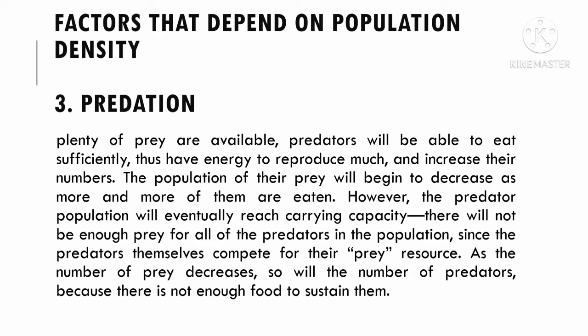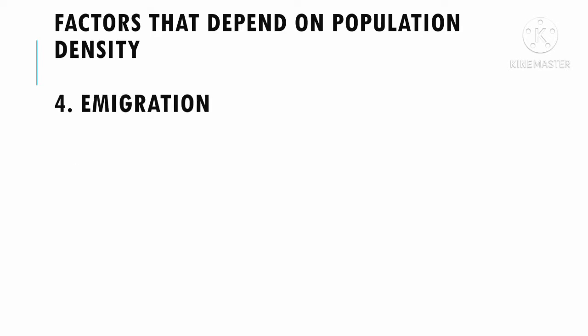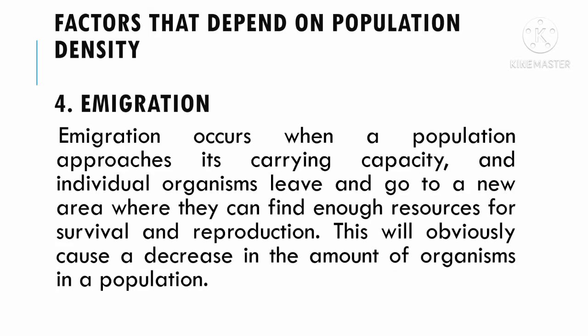There will not be enough prey for all of the predators in the population, since the predators themselves compete for the prey resource. As the number of prey decreases, so will the number of predators, because there is not enough food to sustain them. The last factor that depends on population density is emigration.